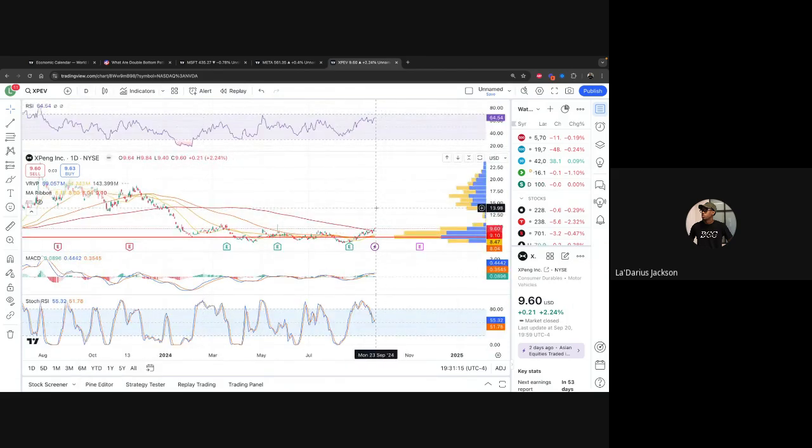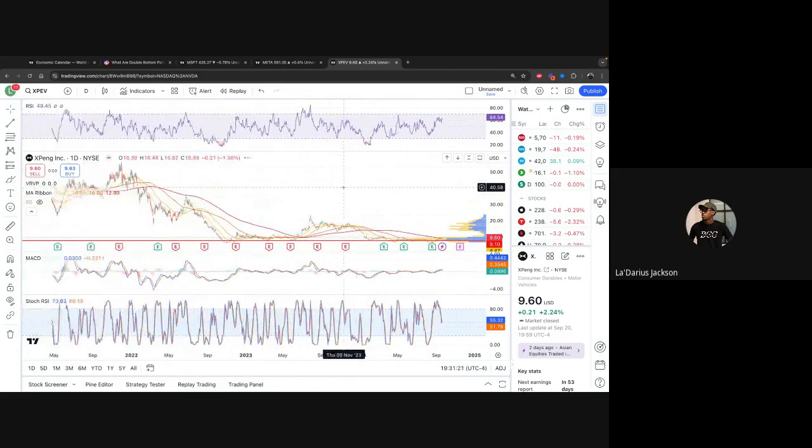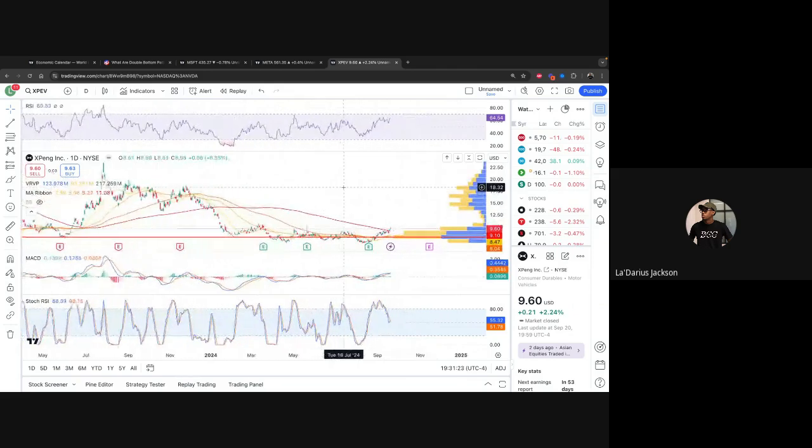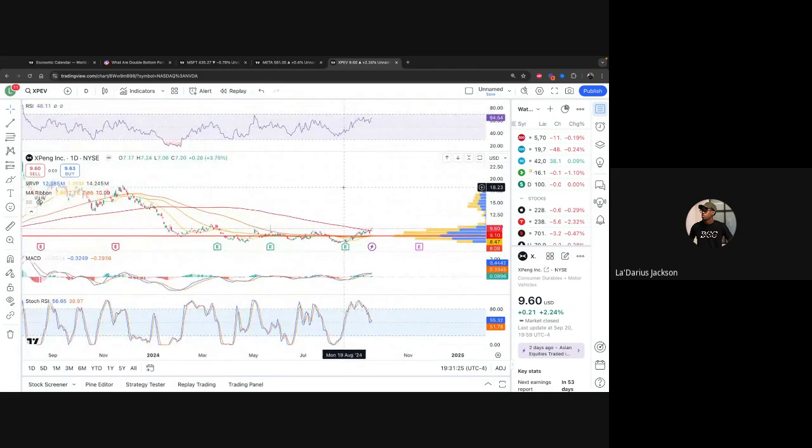This one, danger, danger, danger. Okay. Sheesh. I remember when this stock was going crazy at like 50 bucks. All right. Chinese EV companies. Where do I see them going?